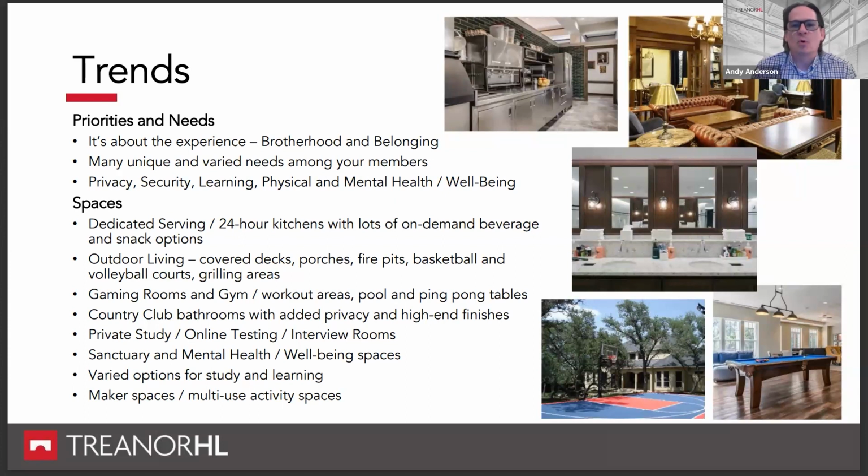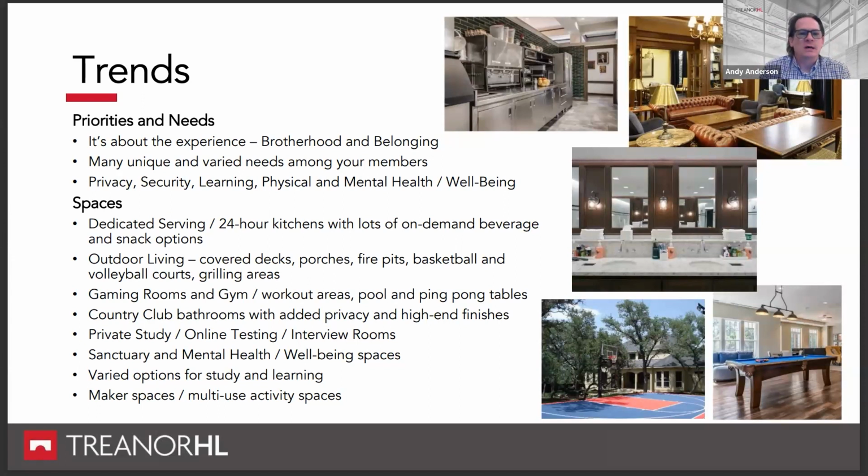So the types of spaces, and some of these we have in houses, but it's important to understand why they're important to be especially nice. Like a really good quality, dedicated serving room with a 24-hour kitchen with lots of on-demand beverages and snack options, with hot and cold wells, and lots of refrigeration and toasters, ovens, things like that. It's really the hub for the food in the house, and creating that space and doing it really well and having adequate space for that really can make that a really strong recruiting tool. It's very attractive to members.